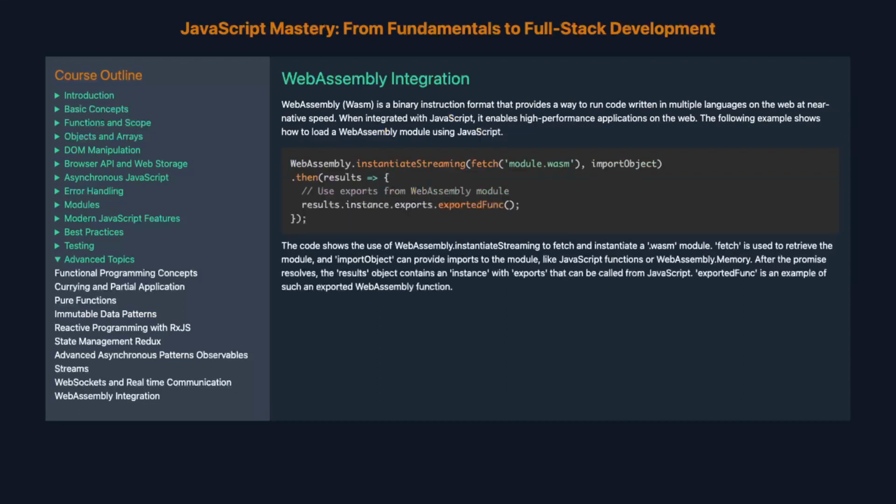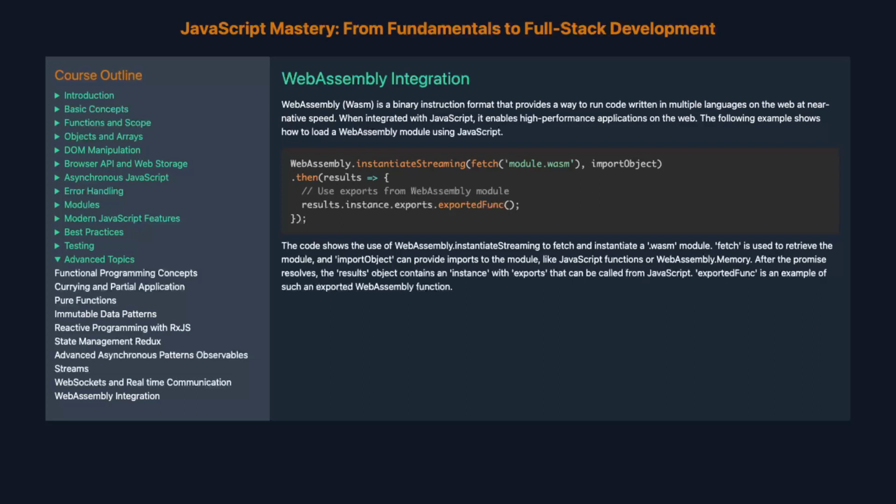WebAssembly integration. WebAssembly, WASM, is a binary instruction format that provides a way to run code written in multiple languages on the web at near-native speed. When integrated with JavaScript, it enables high-performance applications on the web. The following example shows how to load a WebAssembly module using JavaScript.